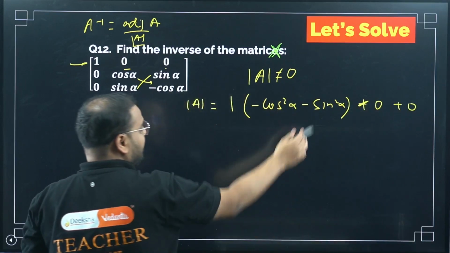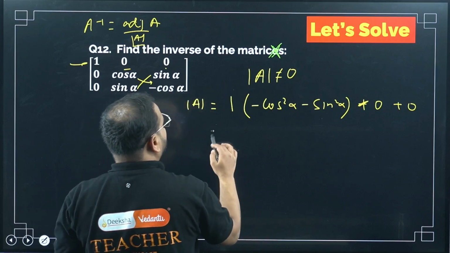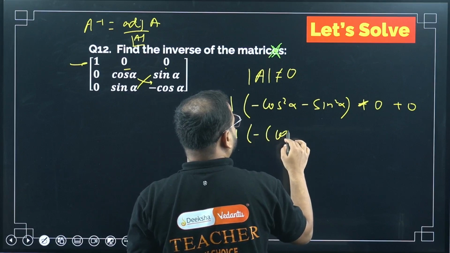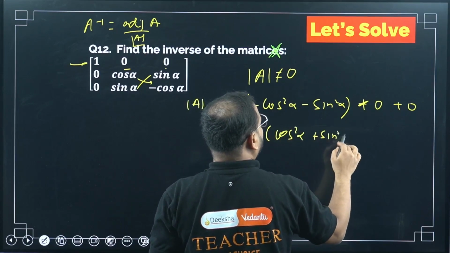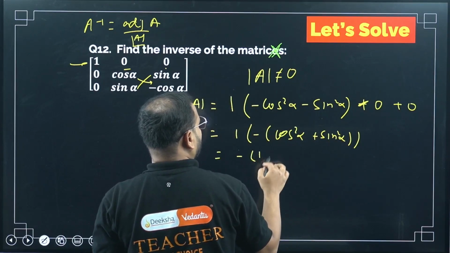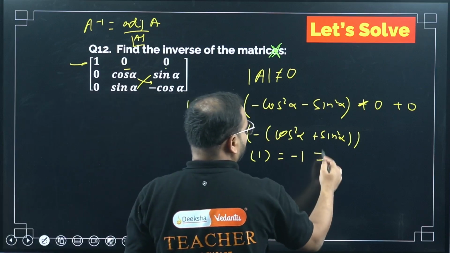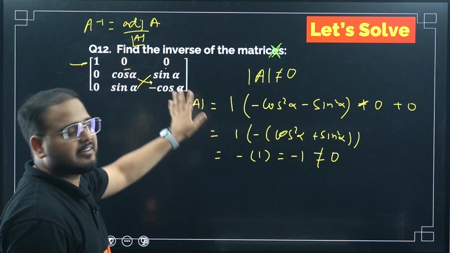Why am I writing minus, sir? I don't want to make a mistake on the sign side, because let's build a good habit. What I'm getting here, 1 times, take a minus common, cos square alpha plus sin square alpha. How much is that? Minus 1. Simply minus 1. So is it equal to 0? It's not equal to 0, sir. Minus 1 is not equal to 0, so it is a non-singular matrix. I can find the inverse.